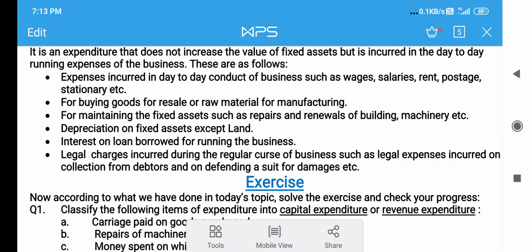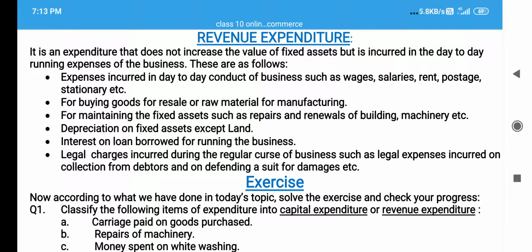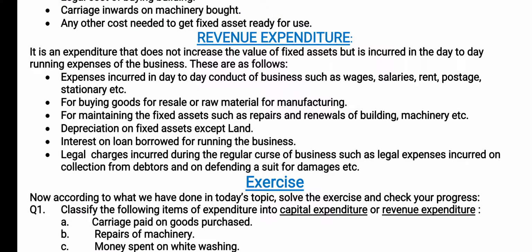Now we come to depreciation. Depreciation, we know, means the regular or normal wear and tear of fixed assets. Whenever depreciation on a fixed asset is charged, that will be part of my revenue expenditure, except one, that is land. Land value is never depreciated, it is always appreciated. That's why land will not be part of our revenue expenditure.